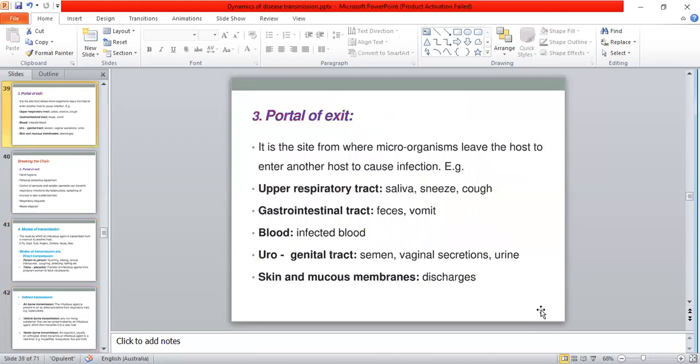Portal of exit. It is the site from where microorganisms leave the host to enter another host to cause infection. For example, upper respiratory tract: saliva, sneeze, cough; gastrointestinal tract: feces, vomit; blood: infected blood; urogenital tract: semen, vaginal secretions, and urine. Skin and mucous membranes include discharges.